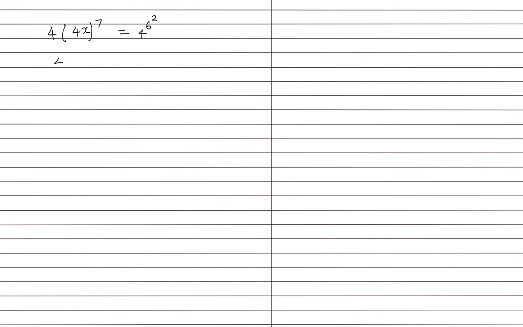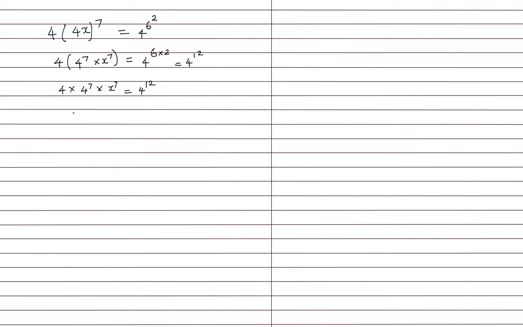Okay. So 4 into 4x to the power 7 can be written as 4 to the power of 7 into x to the power of 7, which is equal to 4 power 6 power 2, which can be written as 4 power 6 into 2, which is equal to 4 to the power of 12. Okay, so this is just a bracket. So we can write 4 into 4 to the power of 7 into x to the power of 7 is equal to 4 to the power of 12.